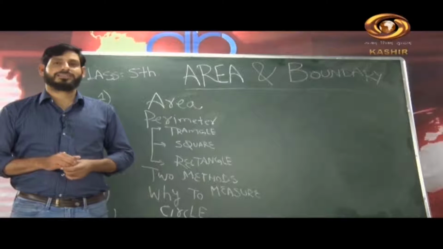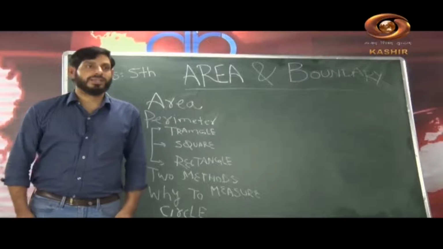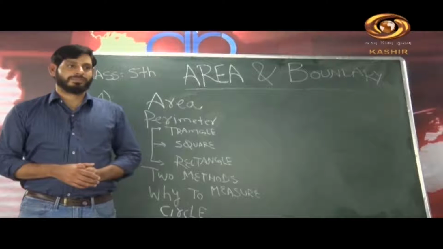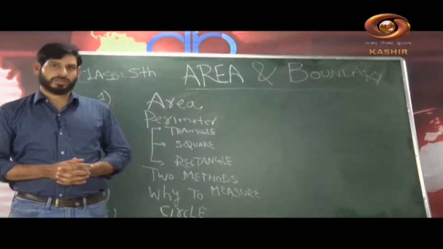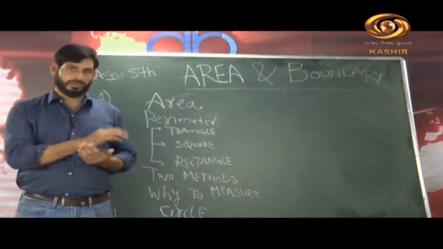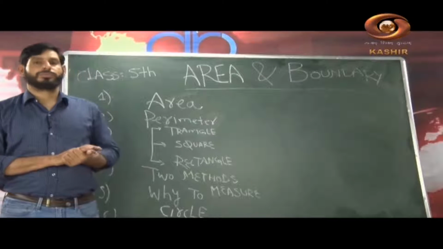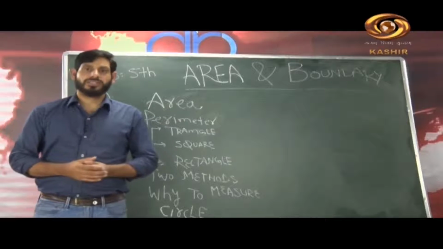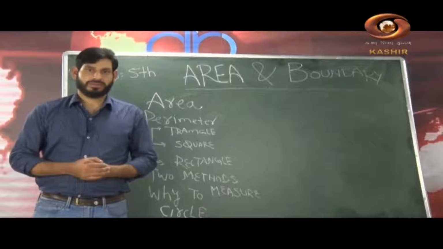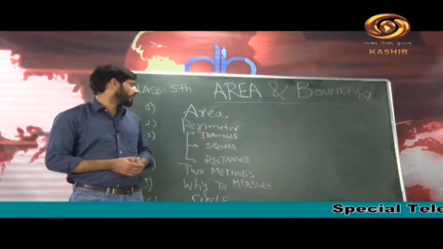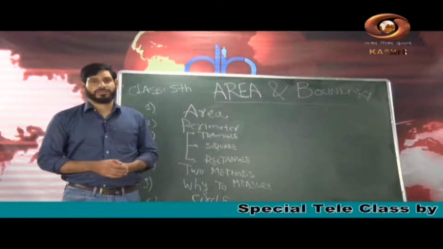Now, this perimeter comprises two words. One is peri and second is meter. Peri means around, and meter is to measure. So the basic concept of perimeter is to measure around. In other terminology we say measuring the length of the boundary is perimeter. We will be talking about this perimeter more elaborately later in the session.